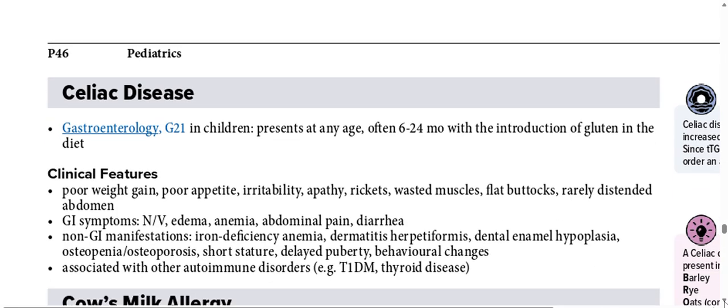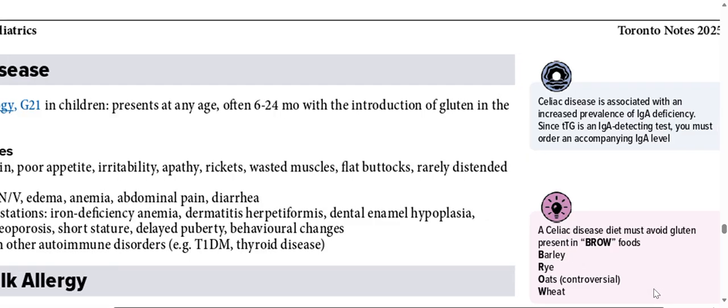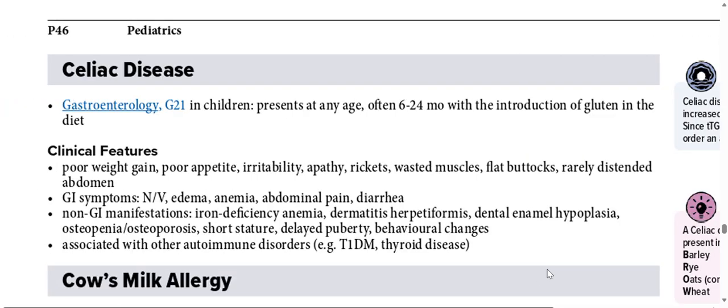Then celiac disease is more given in the gastro chapter, and we will read in detail in that chapter.